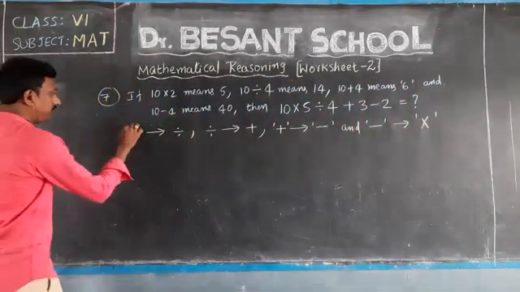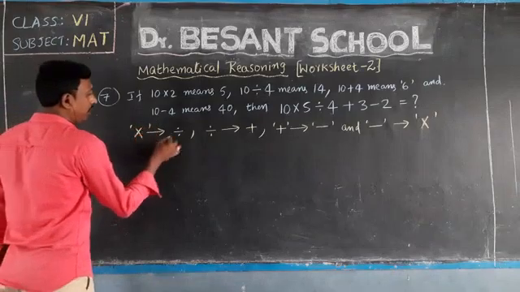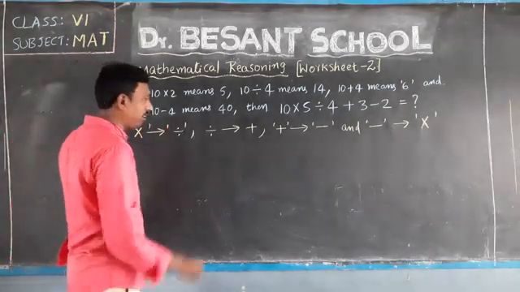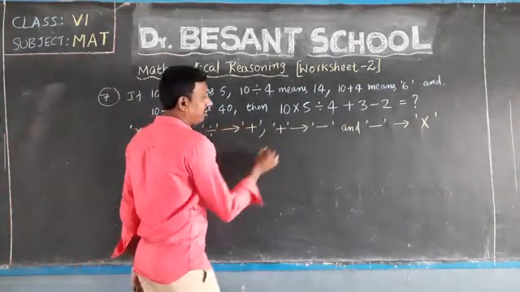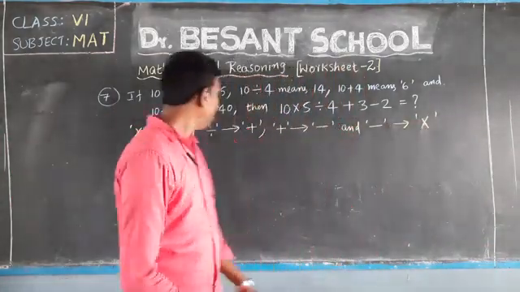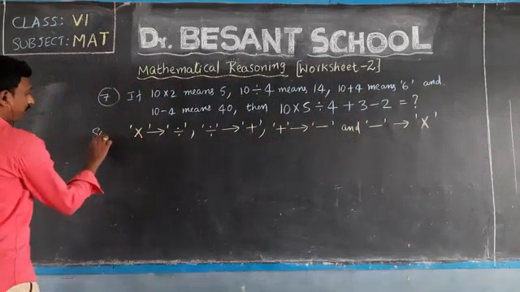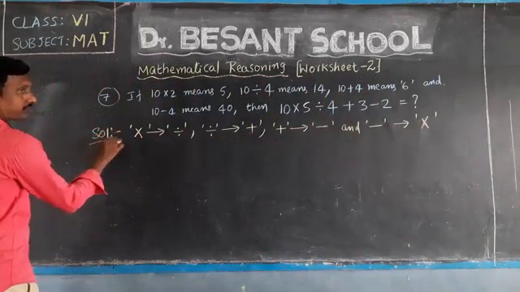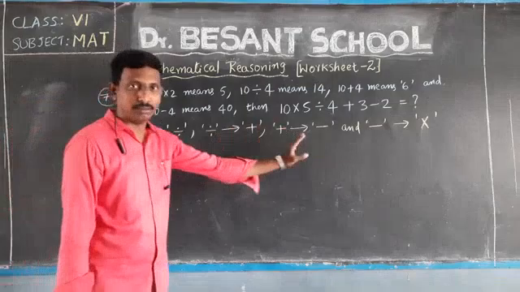Do you all understand? So multiplication is used as division. Division is used as addition. Addition is used as subtraction. And subtraction is used as into. So let's come to our problem part. This is the logic to be remembered.